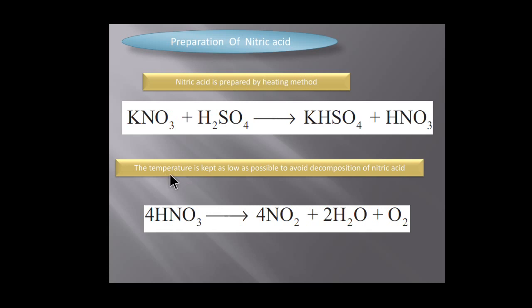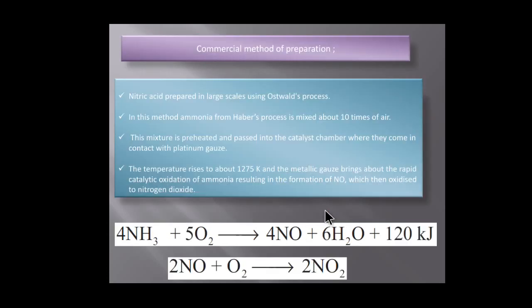The temperature is kept as low as possible to avoid the decomposition of nitric acid. If you overheat, the nitric acid decomposes to form nitrogen dioxide, water and oxygen. So just keep the heat as low as possible. It is very important. If you overheat, the product gets decomposed. Is it clear? And next, the commercial method of preparation.